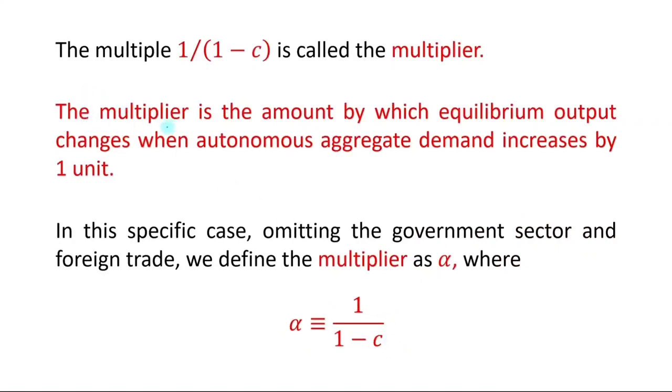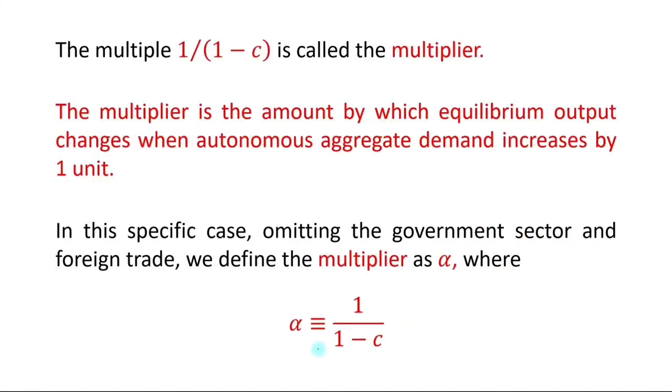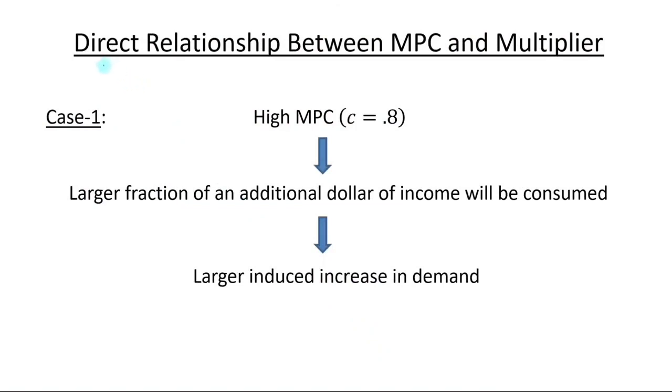The multiplier is the amount by which equilibrium output changes when autonomous aggregate demand increases by 1 unit. Basically, the multiplier shows the change in equilibrium level of output due to a change in autonomous spending. In this specific case, omitting the government sector and foreign trade, we define the multiplier as alpha, where alpha is identically 1 upon 1 minus MPC. There is a direct relationship between MPC and the multiplier.